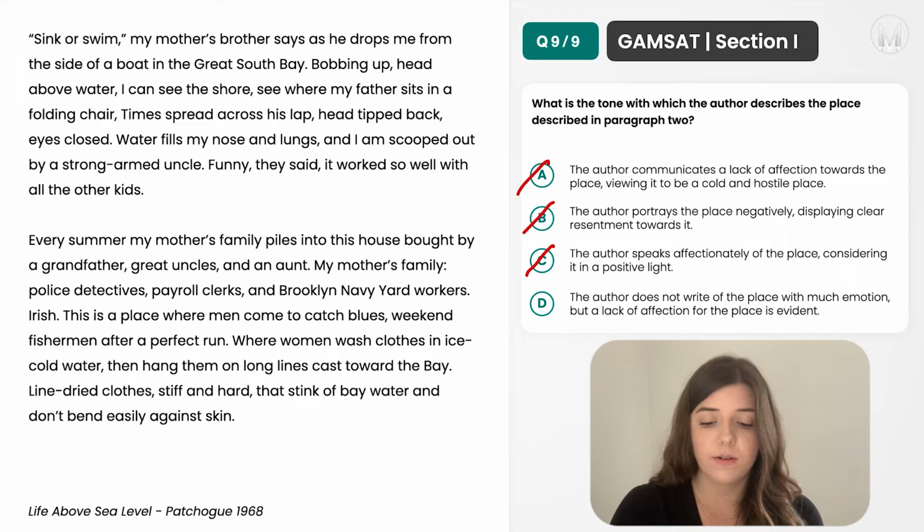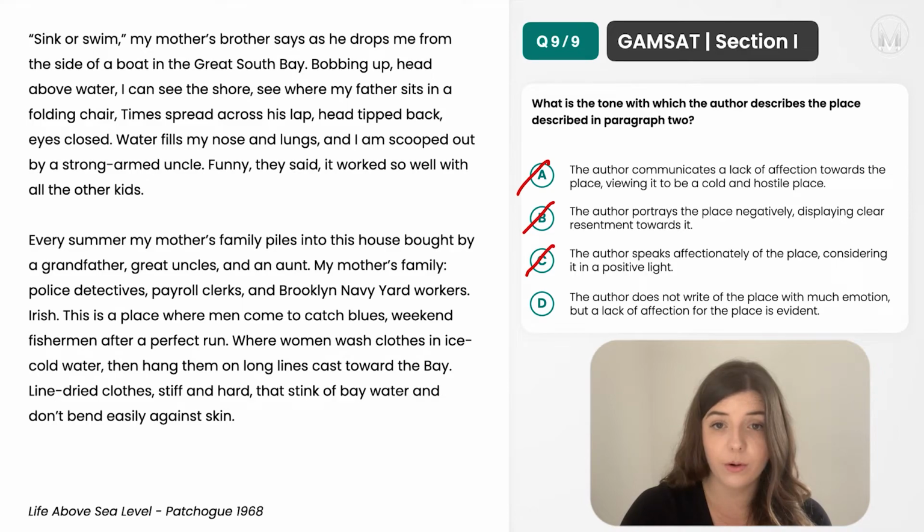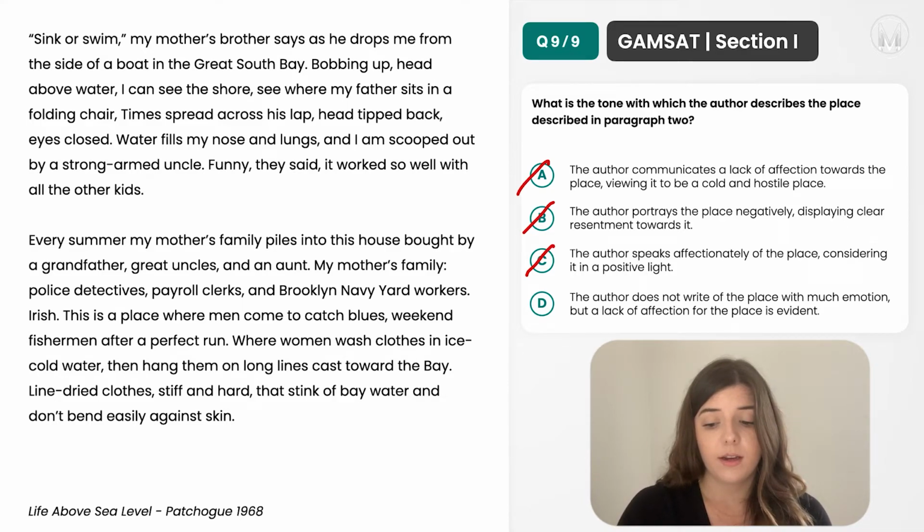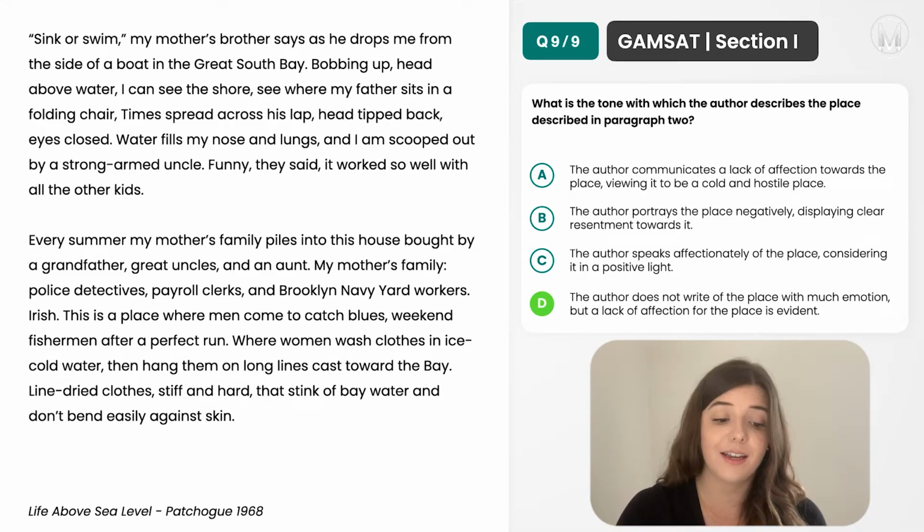The author does not write of the place with much emotion, but a lack of affection for the place is evident. So that's definitely the safest option out of all of these. There is a definite lack of emotion, just like there was in paragraph 1, and there is a lack of affection. So although it's not overly negative in the sense of resentment or hostility, it's also not positive. So this is definitely a good answer option to go for. And therefore, the answer to the final question, question 9, is option D.